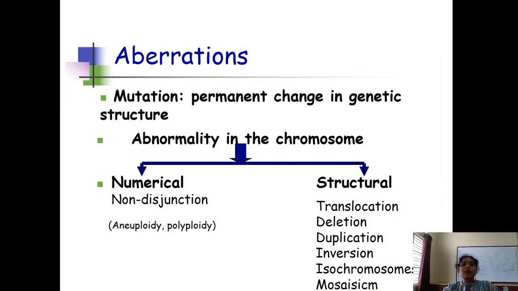Now we'll come to aberrations. What is a mutation? Mutation is a permanent change in genetic structure. It is an abnormality in the chromosome. That may be of two types: numerical, which is non-disjunction, either aneuploidy or polyploidy, and structural, which includes translocation, deletion, duplication, inversion, isochromosomes, and mosaicism. All these are very important 2 marks answers, which I'm sure you all know exactly.